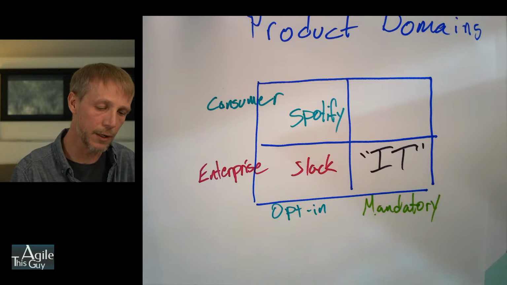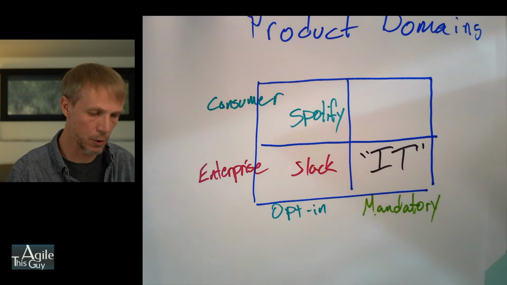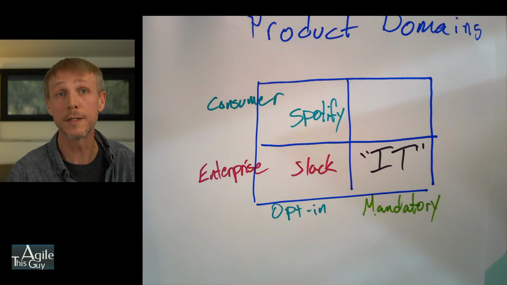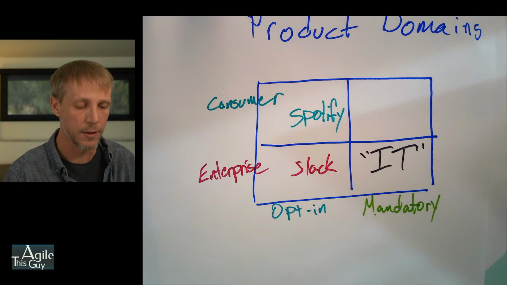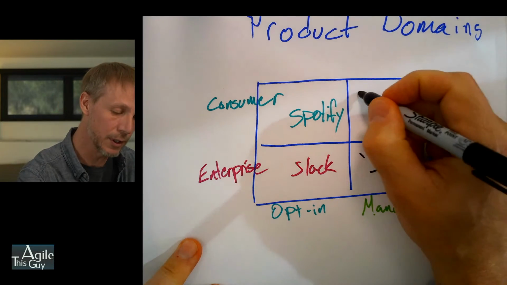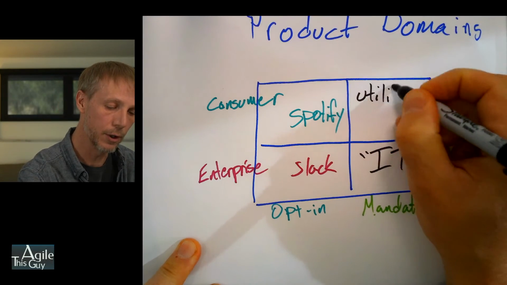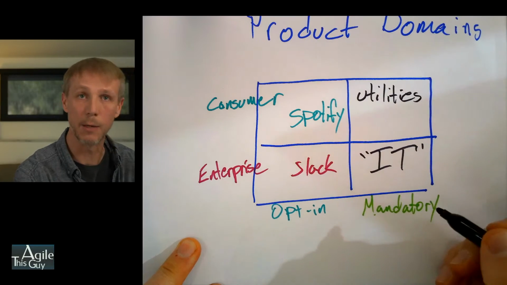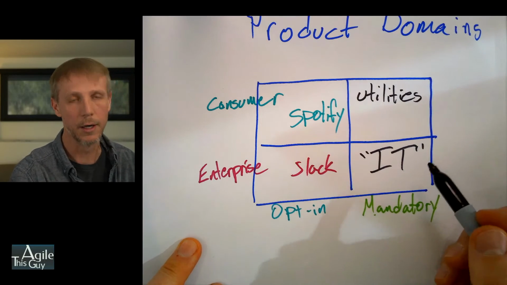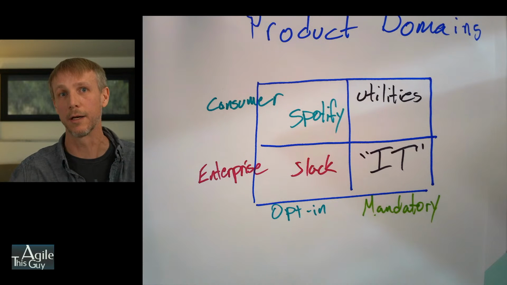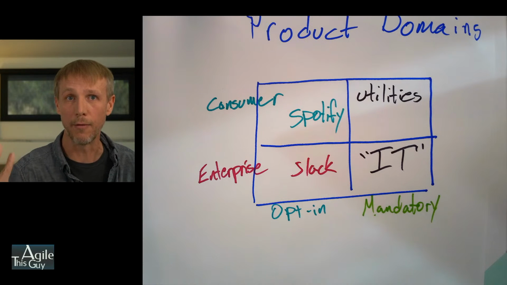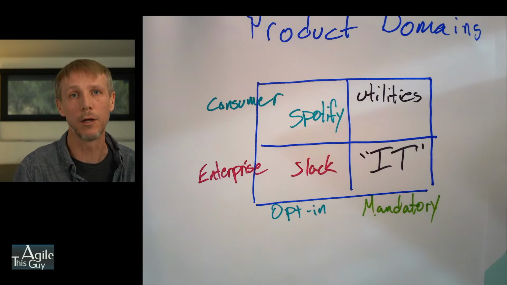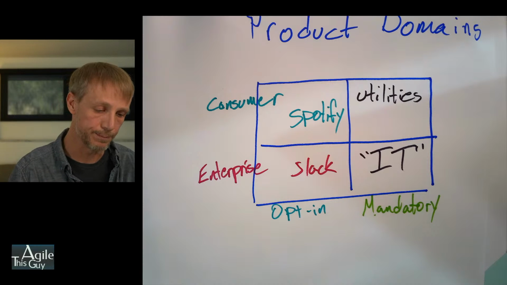And then finally, mandatory consumer applications. I can only really think of one these days I would put in that space, and that would be utilities or other maybe managed type monopolies, where when I move and I want to get electricity here, I have one utility company to call up and make that happen.